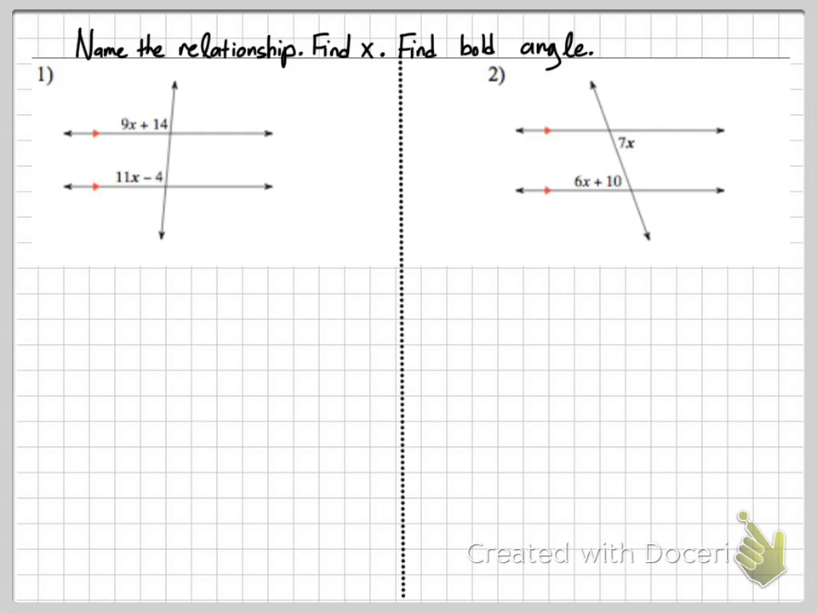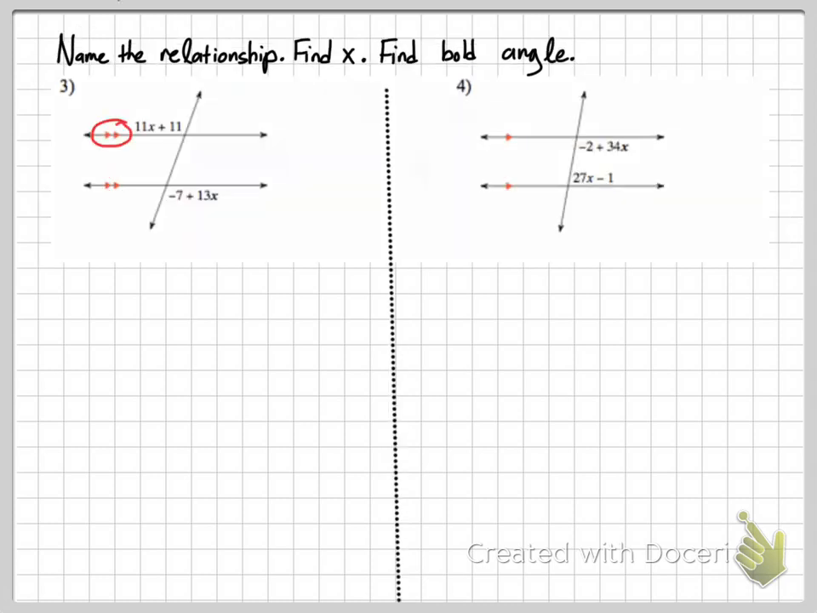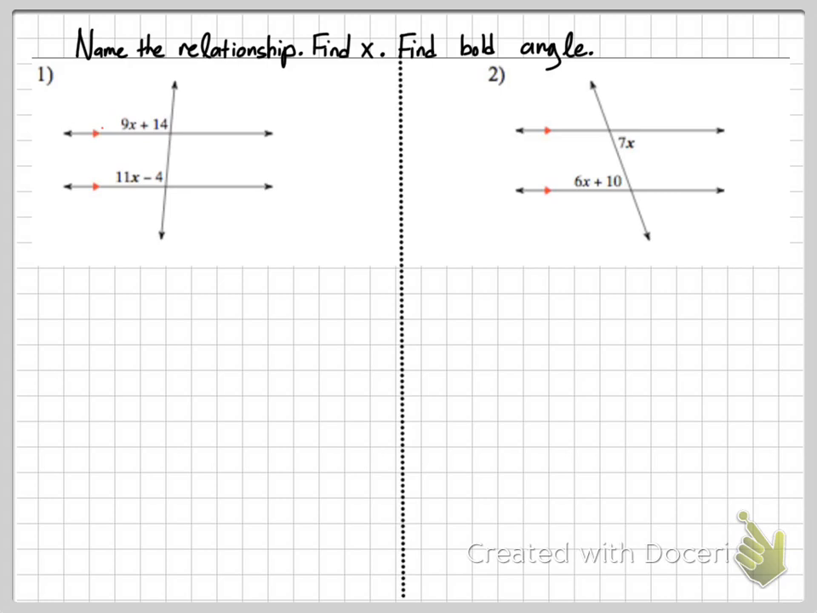So in our first example, you can see we have our parallel lines, which is indicated by this extra set of arrows here. That extra set of arrows indicates parallel. And there are three phases to these problems. The first thing we want to do is name the relationship. Second, we're going to set this up according to our theorems and find x. And then we're going to substitute that x back in to find the bold angle.